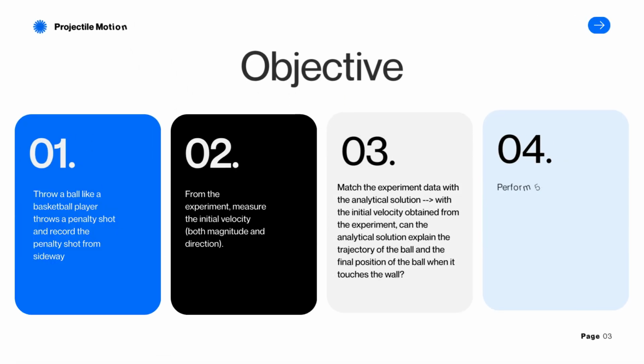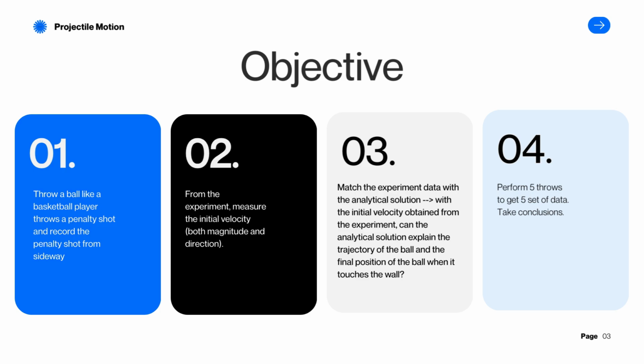The purpose of this presentation is to analyze the trajectory of a projectile motion, in which case we have selected a basketball as our object. The objectives are as the following: throw a ball like a basketball player, who throws a penalty shot, and record the penalty shot from sideways.